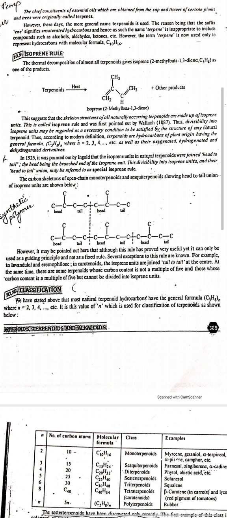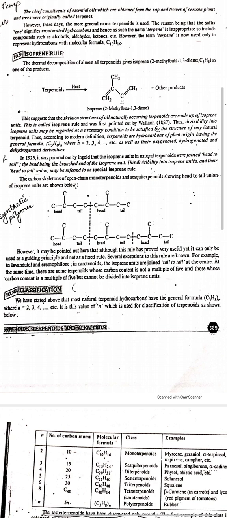This divisibility into isoprene units may be regarded as a necessary condition to be satisfied by the structure of any natural terpenoid. Thus, according to the modern definition, terpenoids are hydrocarbons of plant origin having the general formula C5H8 times n, where n is equal to 2, 3, 4 etc., as well as their oxygenated, hydrogenated, and dehydrogenated derivatives.